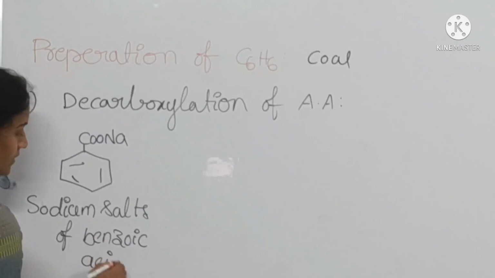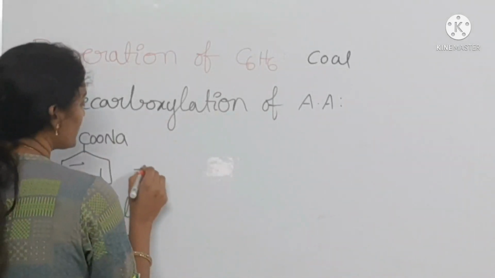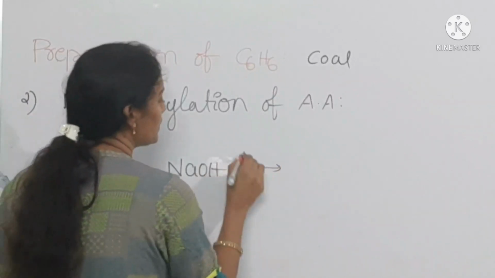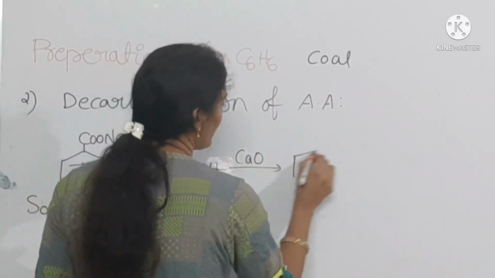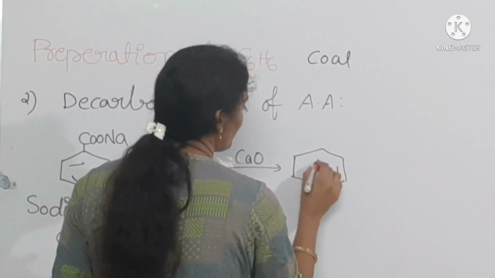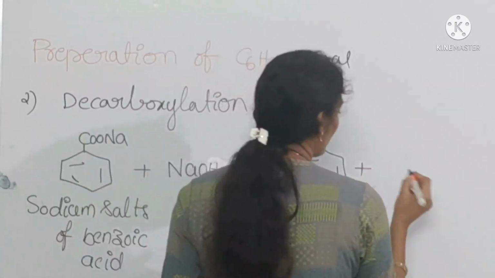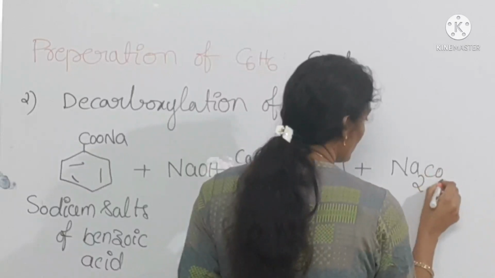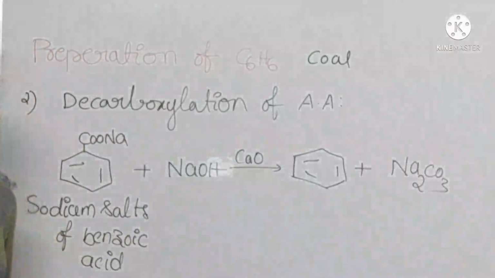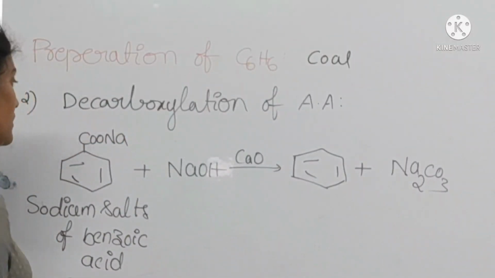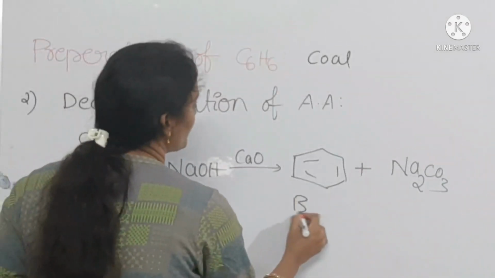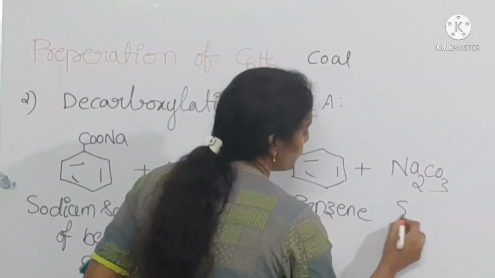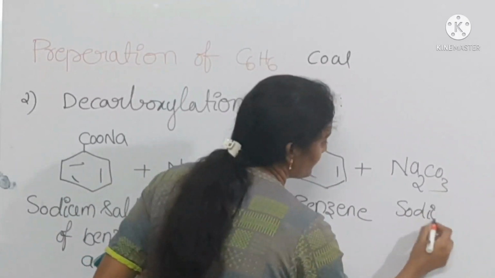Sodium benzoate is reacted with soda lime, NaOH and CaO is the soda lime. Then benzene will be formed. The decarboxylation takes place in the form of Na2CO3. Okay, this is one type of preparation method. This is the benzene, and this is sodium carbonate.